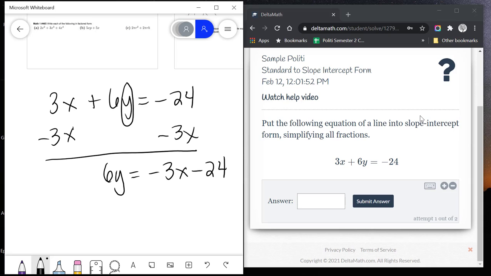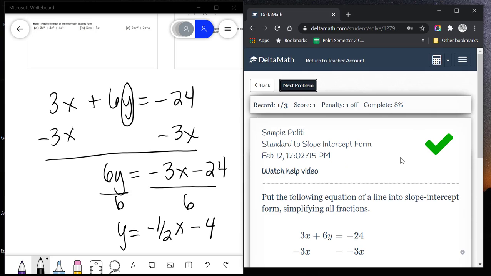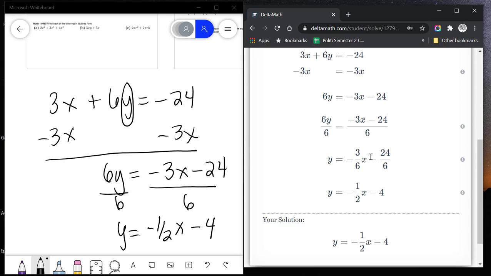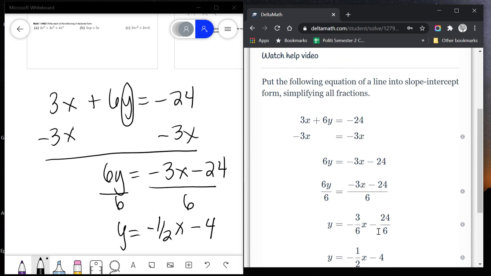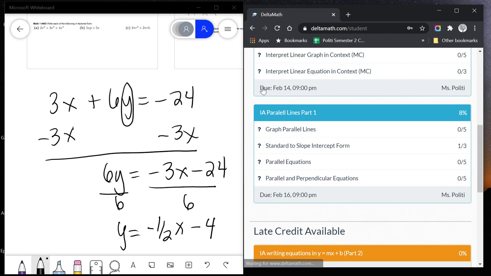Right? We can't combine those because they're not like terms. Divide by 6. And then we've got y equals negative 1/2, because 3 divided by 6 is 1/2, x minus 4. And that's what you're going to type in the box here. Now, if you need a reminder, remember it gives you all of the steps, and those are exactly the steps that we just did. Okay, so that's one part.